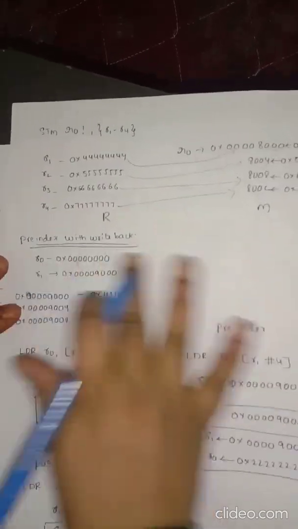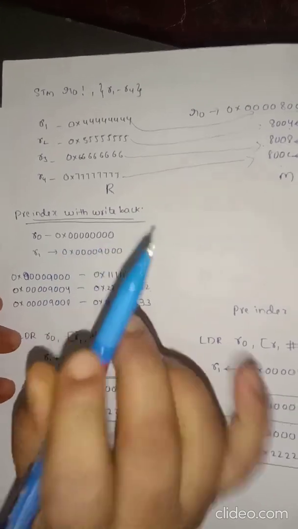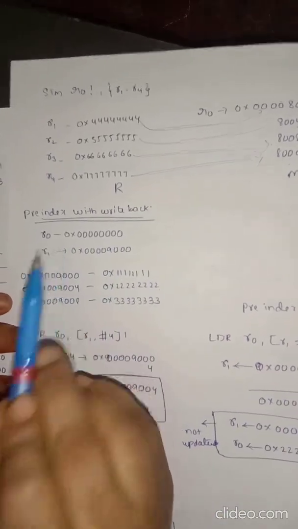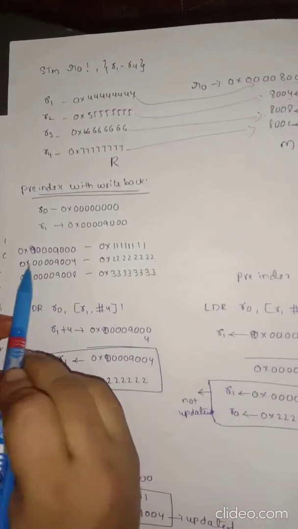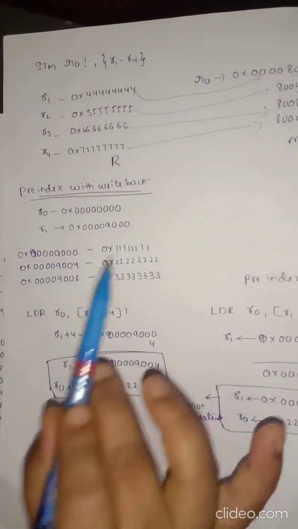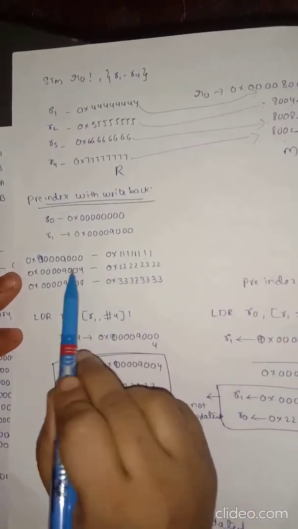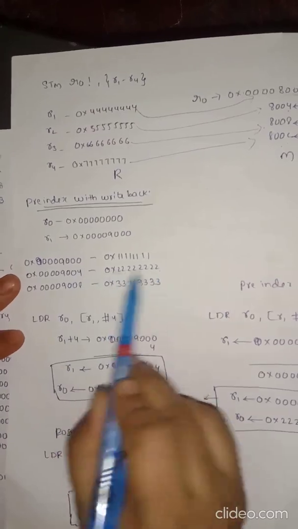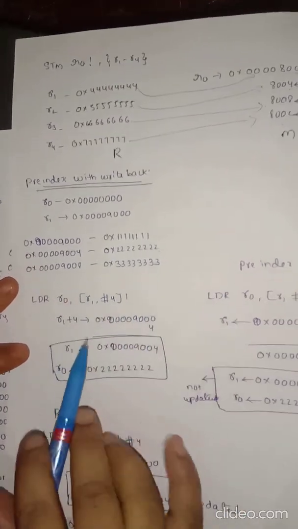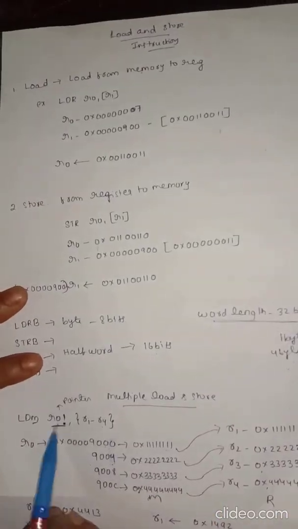Next, pre-index with write back. See, this is very important. Listen now. First one, R0: I am having all zeros. Next, I am taking R1 as 9000. In 9000, I am having some memory locations: 1, 1, 1, 1, then 4, all 2s, then 8, all 3s. In this case, I am using R1 as a pointer. In this case, I used R0 as a pointer.